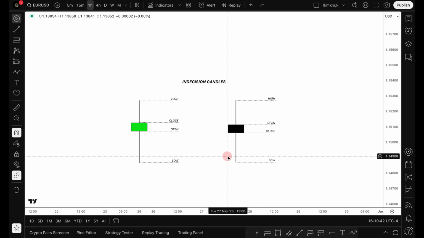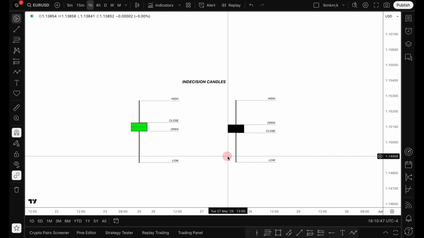And last but not the least, we have the indecision candles. I look for indecision candles in a market, not to trade, but I look for it to avoid certain trading days as well.